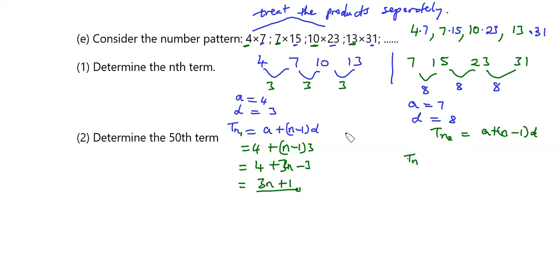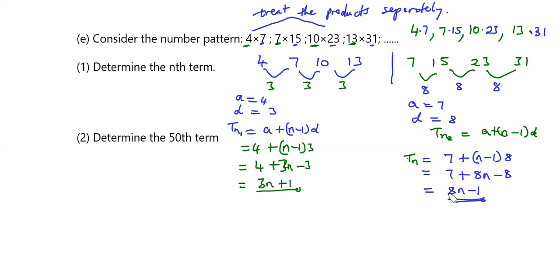Let's use a different color here. Tn is equal to 7 plus (n minus 1). What is our difference? It's 8. So it's going to be 7 plus 8 times n is 8n. 8 times negative 1 is going to be -8. Then what we get from there is 7 minus 8, which is -1. So it's going to be 8n minus 1. So that becomes our formula on the other side.